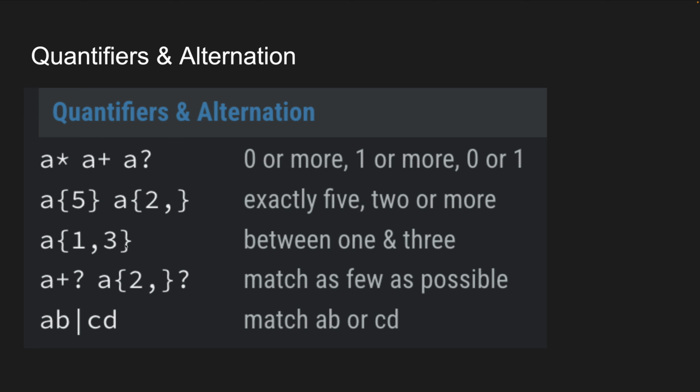You can also put a question mark after a quantifier, and that basically just means even if there are, say, more than 2 A's, or more than 1 A, it will match just on 1. It'll match as few as possible. And in this case, because it's between 2 and an infinite number, it's only going to match on 2. You can also use the pipe character as an alternation.